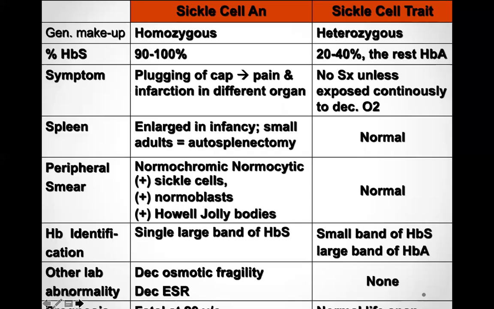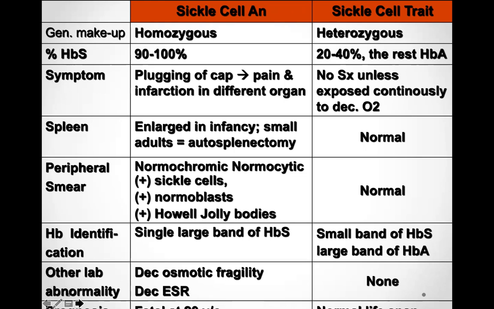In sickle cell trait, you will not see symptoms unless exposed continuously to hypoxemia or decreased oxygen. Mostly the spleen is large in patients with sickle cell anemia. In younger patients or smaller adults, it may lead to autosplenectomy, wherein the spleen is rendered non-functional as a result of frequent infarction. In sickle cell trait, the spleen is usually normal.